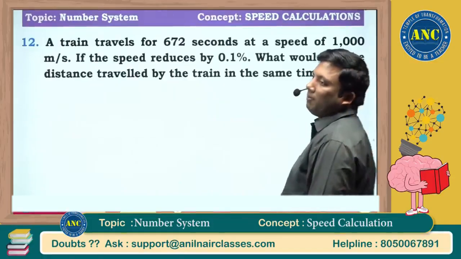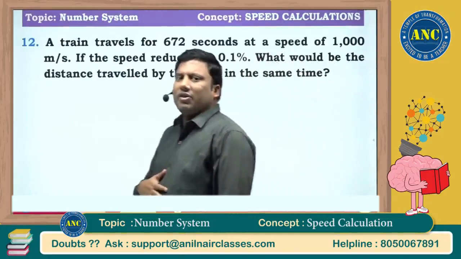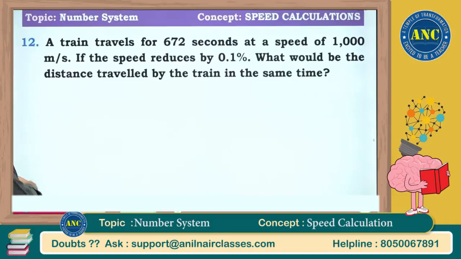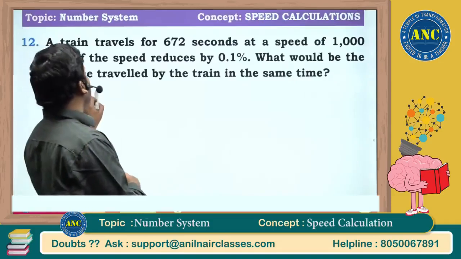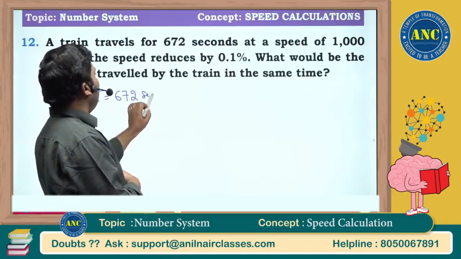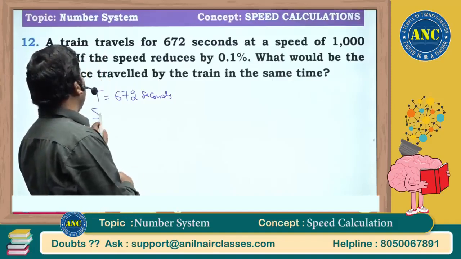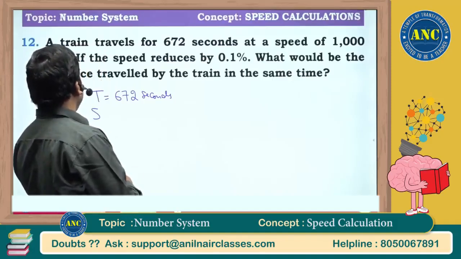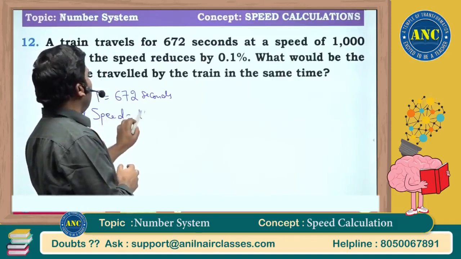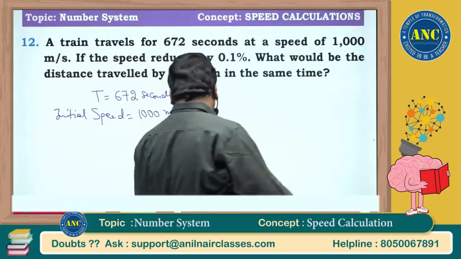How to multiply numbers by series of 9s. We have done it. Another question, the question can be there in a sentence level. Please read the question. A train travels for 672 seconds. Time is 672 seconds. It is going at an initial speed of 1000 meter per second.